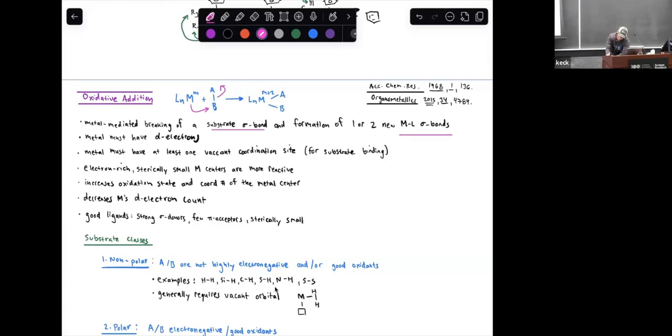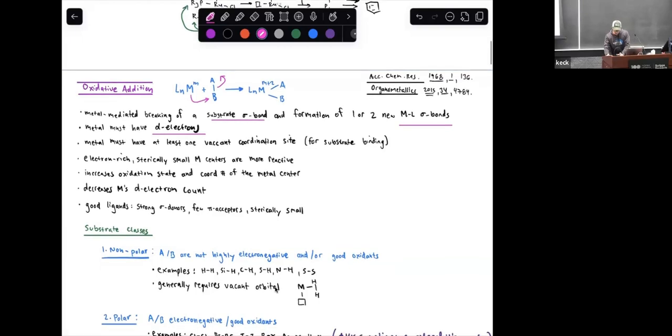Because this step involves pushing electrons off the metal center, it must have d electrons. We talked about how, in order to engage in pi back bonding, you need a d electron count greater than 0. And so by extension, to undergo oxidative addition, you need to have d electrons that are up for the game. You need d electrons for oxidative addition, just like you do for back bonding.